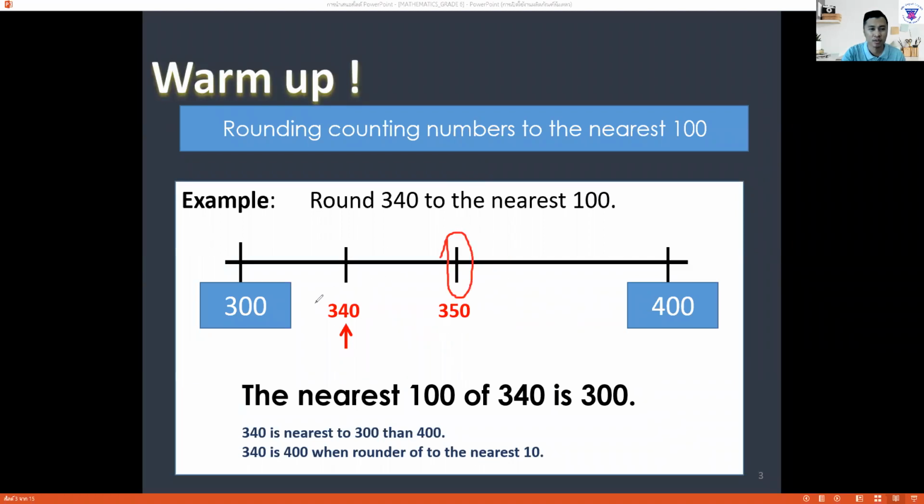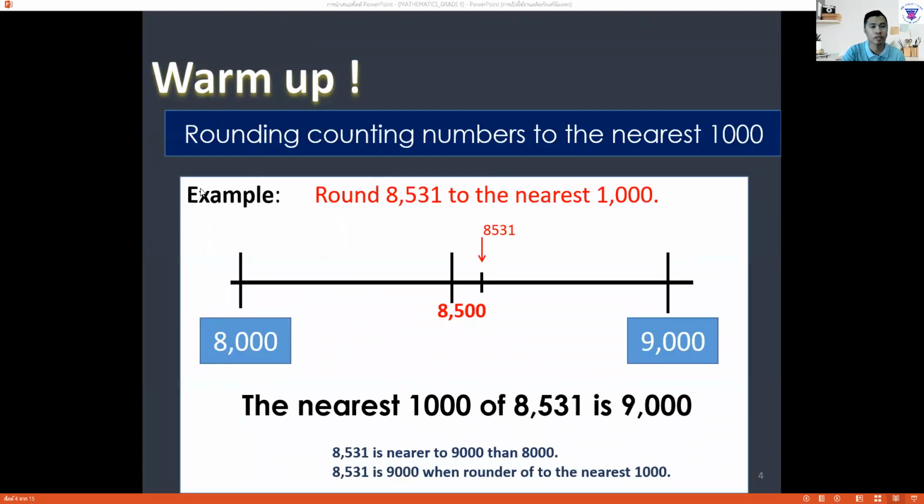Okay, so now let's go to another example. Rounding counting numbers to the nearest 1000. So this time we will have 1000. A while ago we discussed 100. So now let's proceed with 1000. It's another warm-up, students. I'm sure you know this example. Okay, so now let's start.